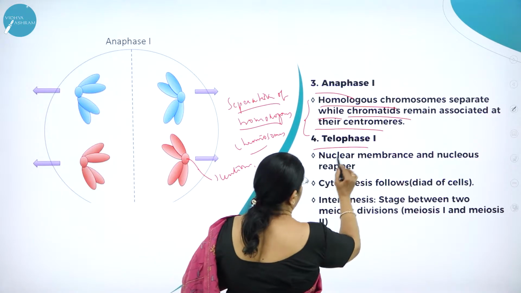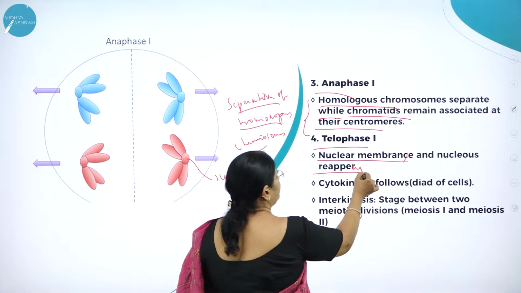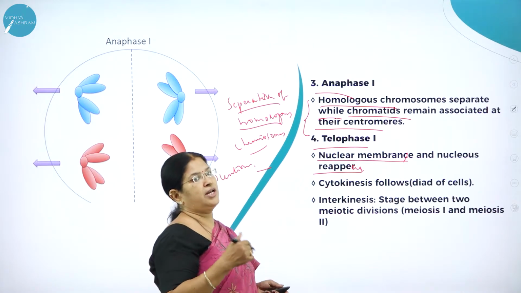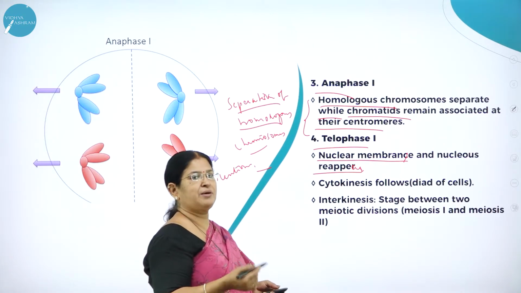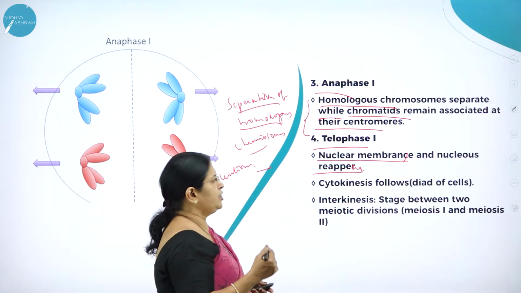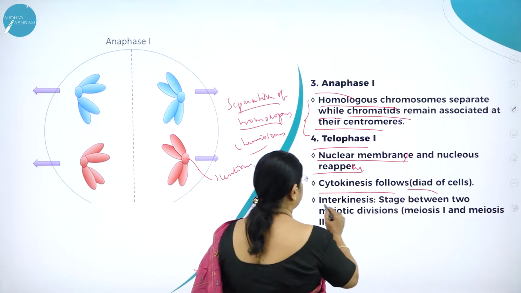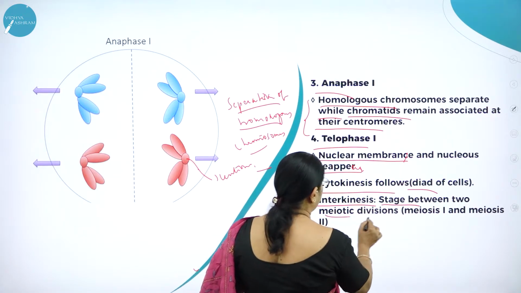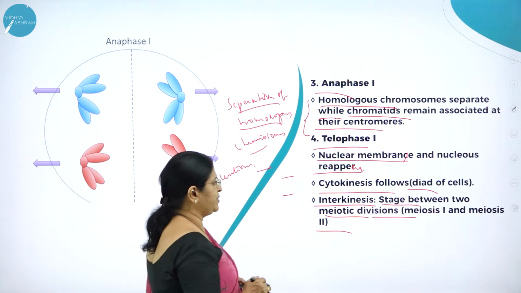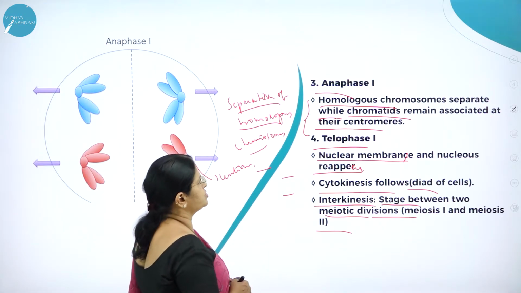Moving on to telophase 1. Nuclear membrane and nucleolus reappear. It is like everything comes back to an interphase-like stage. In prophase, nuclear membrane and nucleolus disappear, but here everything will reappear. In a similar way, nuclear membrane and nucleolus reappear, and cytokinesis follows, forming a dyad of cells, and interkinesis, that is the stage between the meiotic divisions, meiosis 1 and meiosis 2.